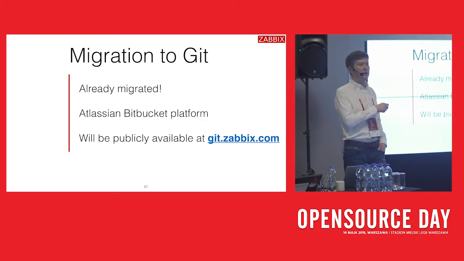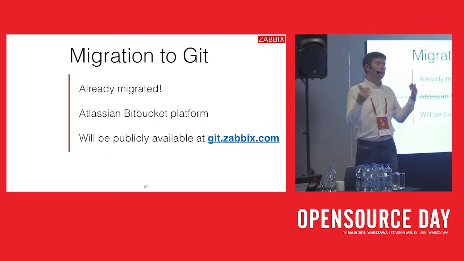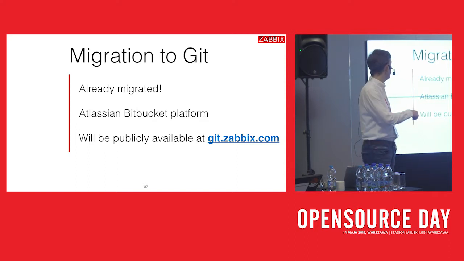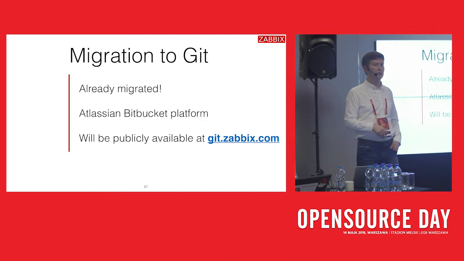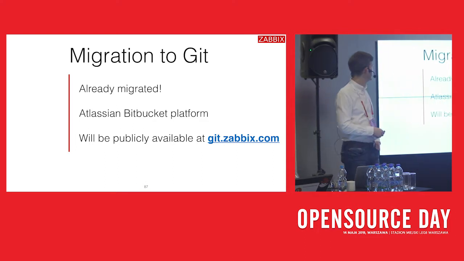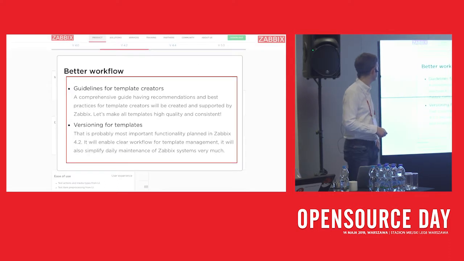Finally, we selected Bitbucket as our platform because it plays nicely with our existing ecosystem, which is based on Atlassian tools, for example Service Desk, Jira, Confluence, and so on. That's why we have Bitbucket, and it is already publicly available. We made it last week, I think. So you go to git.zabbix.com, and you can have access to the Zabbix repository.